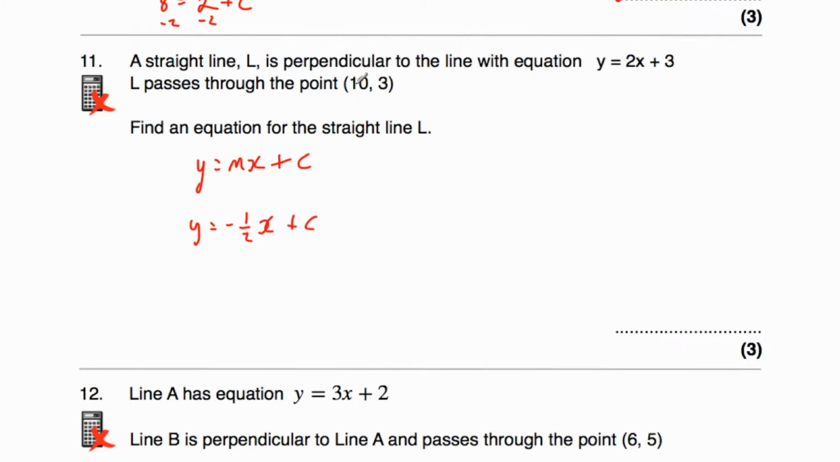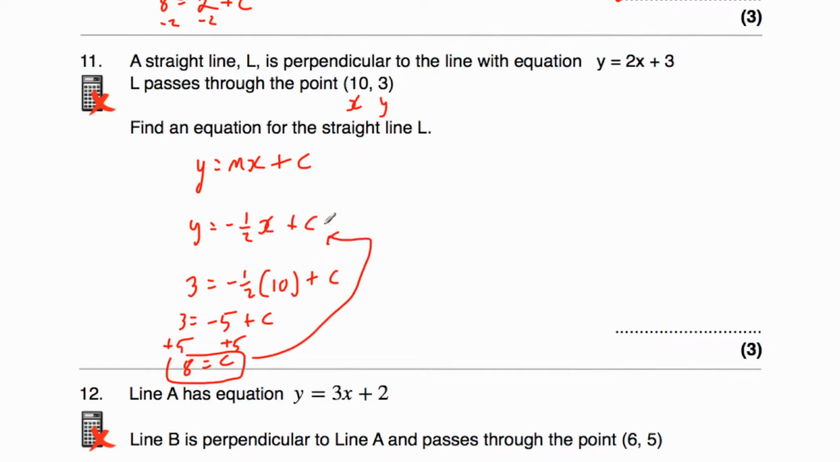Now we know it passes through the point 10, 3, so x equals 10 and y is equal to 3. So if we substitute those into our y equals minus a half x plus c, we can then find our c. So y, that's 3, is equal to minus a half of x, and that's minus a half of 10, plus c. Then we've got 3 equals minus a half times 10, that's going to be minus 5, plus c. And adding 5 to both sides of this equation would give us that 8 is equal to c. So it means that c is equal to 8, so if we substitute that into our y equals minus a half x plus c, that's our equation.